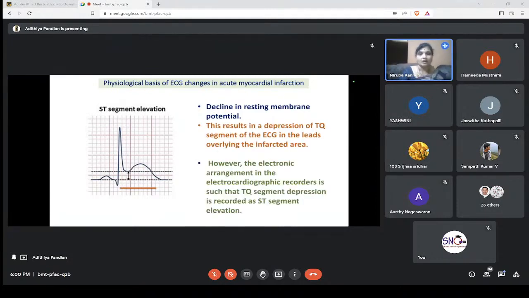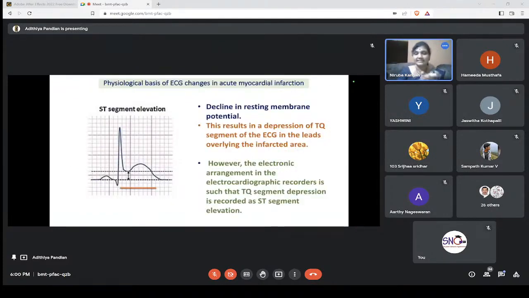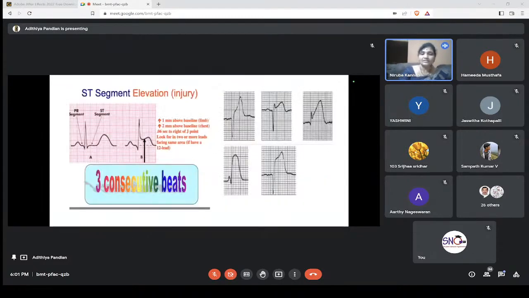This is the last point: the electrocardiogram will reflect it when the TQ segment is depressed, it is reflected as ST segment elevation. And always you have to observe for 3 subsequent beats.